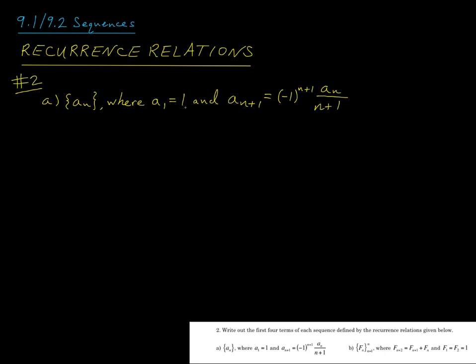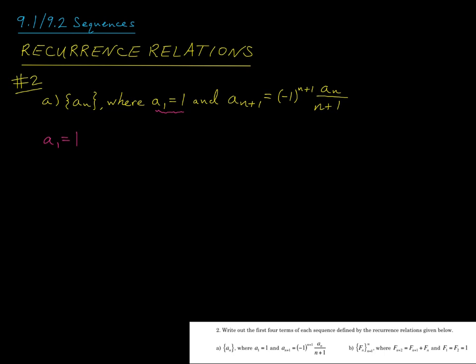Okay, so you can see for part A, we're given the sequence a sub n, where a sub 1 is 1, and then we're given this rule that says that a sub n+1 is equal to (-1)^(n+1) times this quantity a sub n divided by n+1. Okay, so we are going to construct subsequent terms of the sequence by using previous terms. We're going to do this in this recursive fashion, and so let's check out how that's going to work.